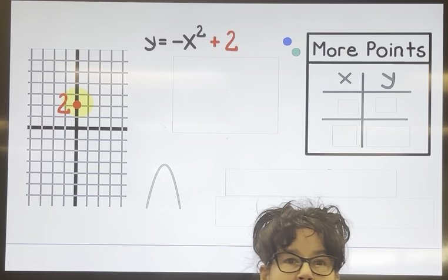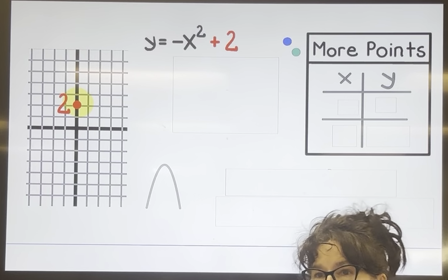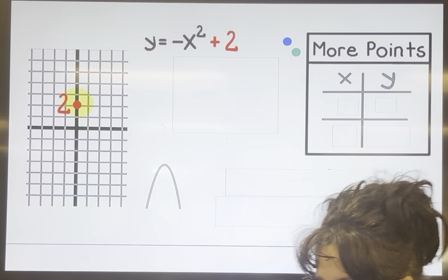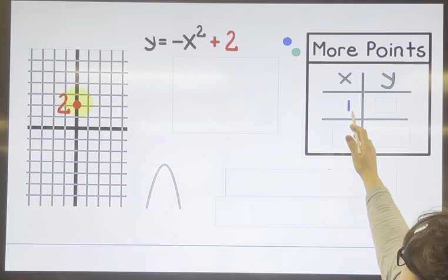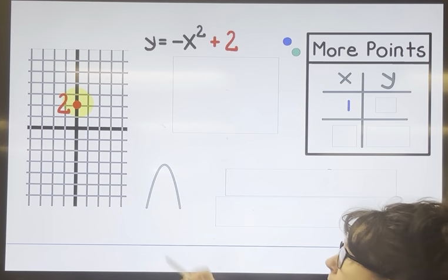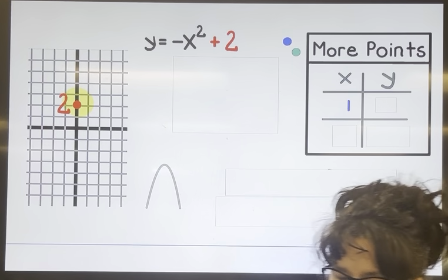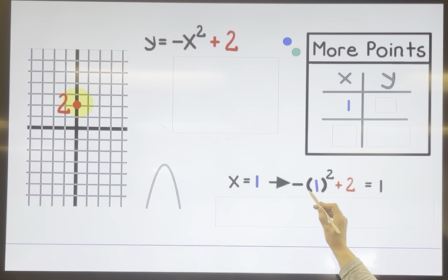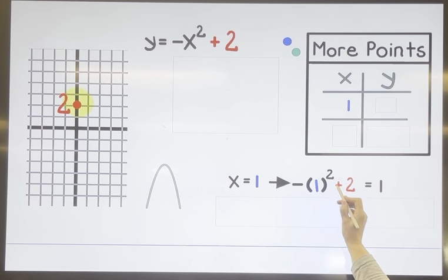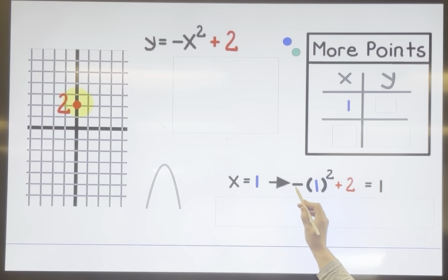As soon as I've plotted my vertex, I need a couple more points. Because the number in front of x squared is negative, I do know it's going to be frowning. But let's go ahead and pick 1 again and substitute that in. Be careful, the x turns into a set of parentheses before you insert the 1. So I have -1 squared plus 2. This really means -1 multiplied by 1 squared. Following order of operations, 1 squared is 1 and 1 multiplied by -1 is -1 plus 2 is 1.